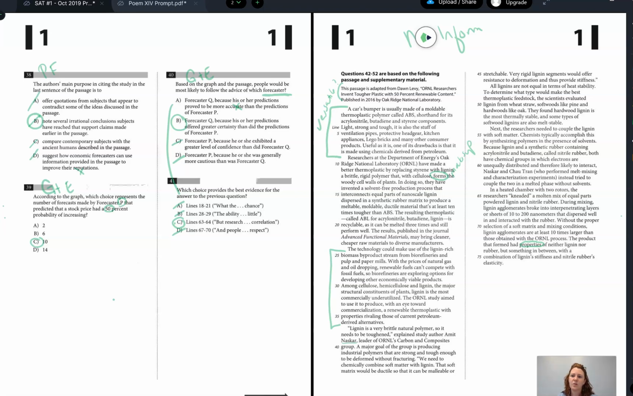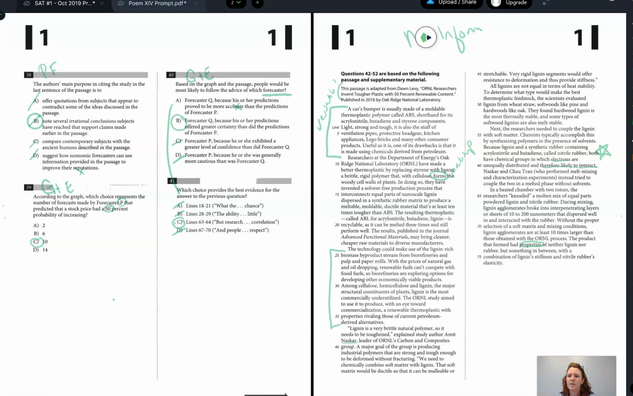Next, the researchers needed to couple the lignin with soft matter. Chemists typically accomplish this by synthesizing polymers in the presence of solvents. Because lignin and a synthetic rubber containing some word called nitrile rubber. Oh, that was one of our words. We need to look for nitrile rubber. Okay, so an answer might be here. Okay, so because lignin and nitrile rubber have chemical groups in which electrons are unequally distributed and therefore likely to interact, okay, so they have like an electron composition that's similar and it makes them likely to interact, whatever that means.